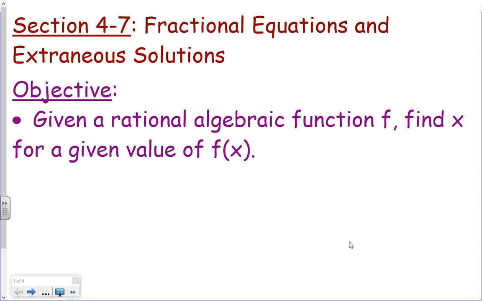All right, open up your book to section 4-7. We're on page 227 in your book. The title of this section is Fractional Equations and Extraneous Solutions. And the objective here is, given a rational algebraic function f, find x for a given value of f of x. So we're going to look to be able to solve rational equations.